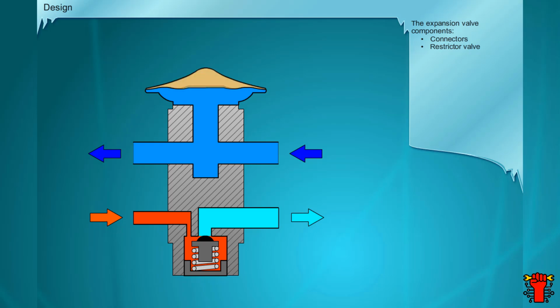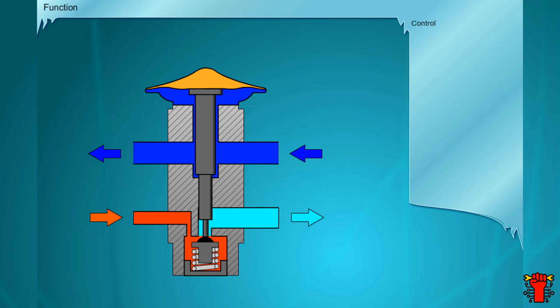At the top end of the valve is a chamber containing refrigerant that is separated from the refrigerant circuit by a membrane. A valve tappet connects the membrane to the restrictor valve. On the other side, a control spring places pressure on the restrictor valve. Control of the expansion valve ensures that the refrigerant is completely evaporated in the evaporator.